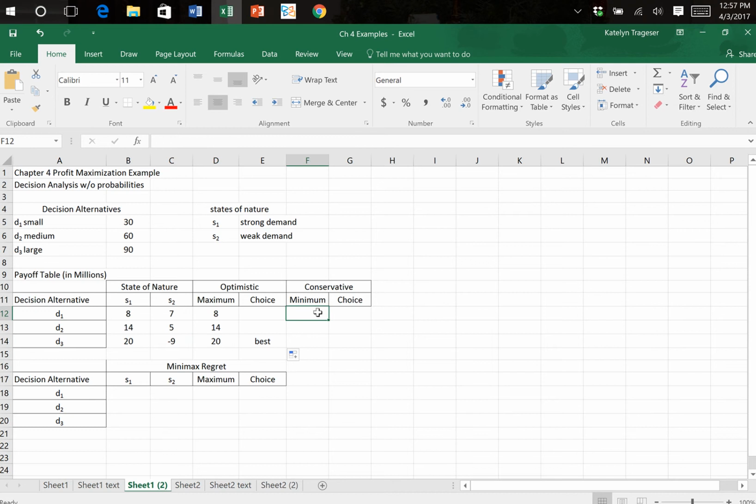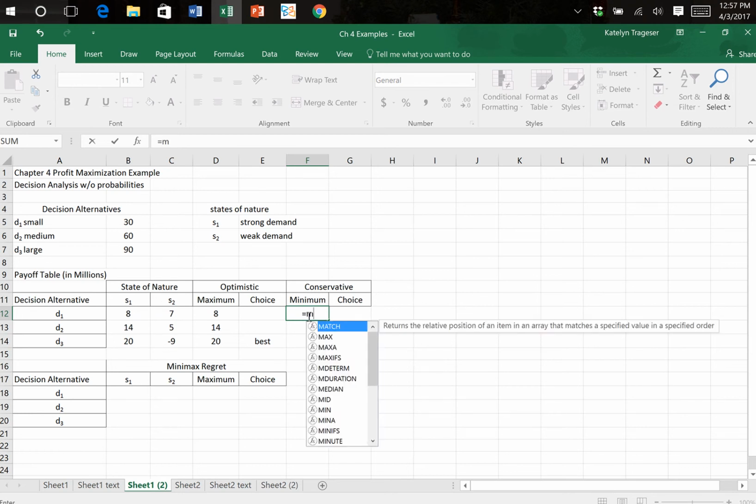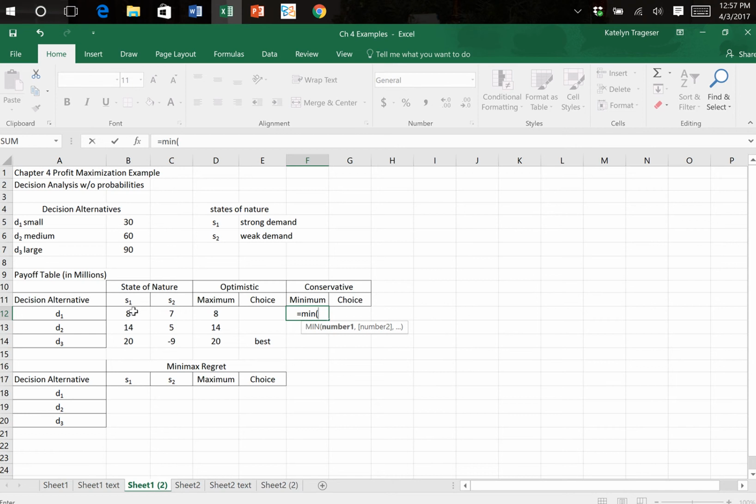With the conservative approach, we want to take the minimum of these 2 states of nature, the payoffs for the state of nature and the decision alternative. We want to take the minimum of those 2 and then the maximum of our 3 minimums. So first, like I said, we want the minimum of the 2 possible payoffs. Go ahead and copy that down. And then our choice here is the maximum of these 3 minimums.